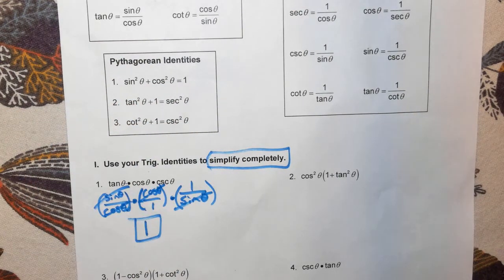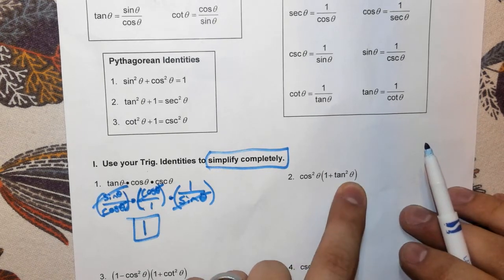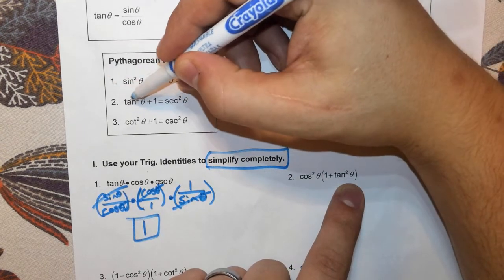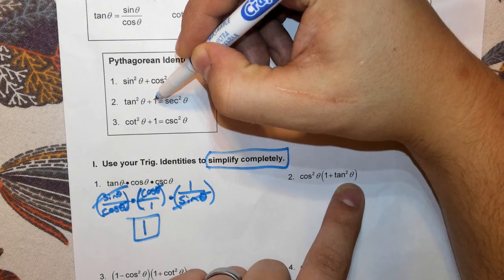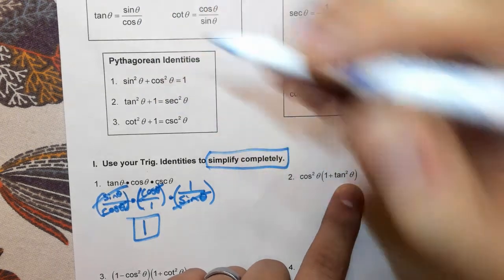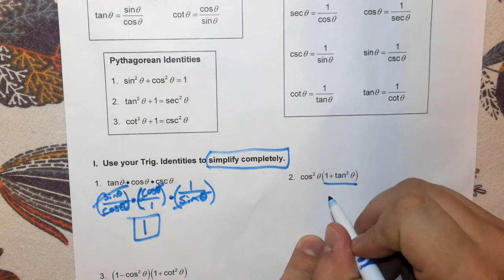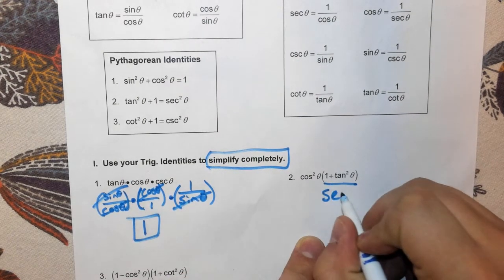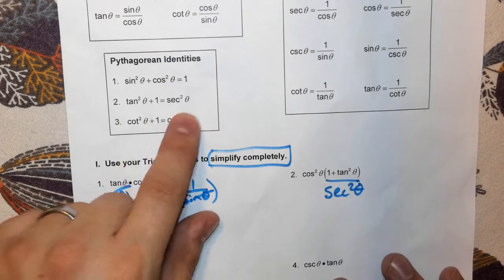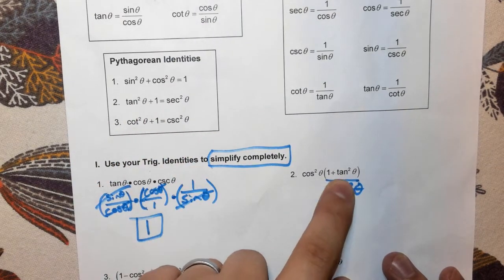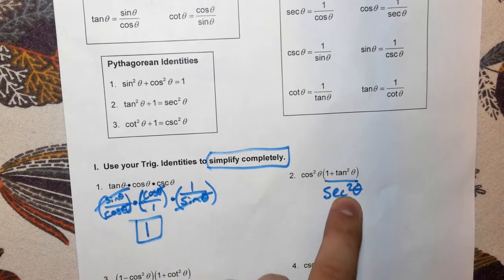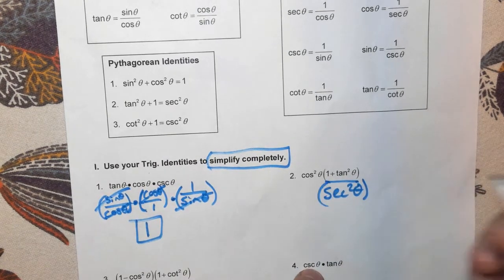Now, ways that they're going to trick you. 1 plus tangent squared. Check this out. Tangent squared plus 1. Those are the same thing. You've just flipped the order. So this thing right here is literally just secant squared theta. See these equivalencies? Tangent squared theta plus 1 is secant squared. So that means that 1 plus tangent squared, which is the same thing, is just secant squared. So there's a secant squared.